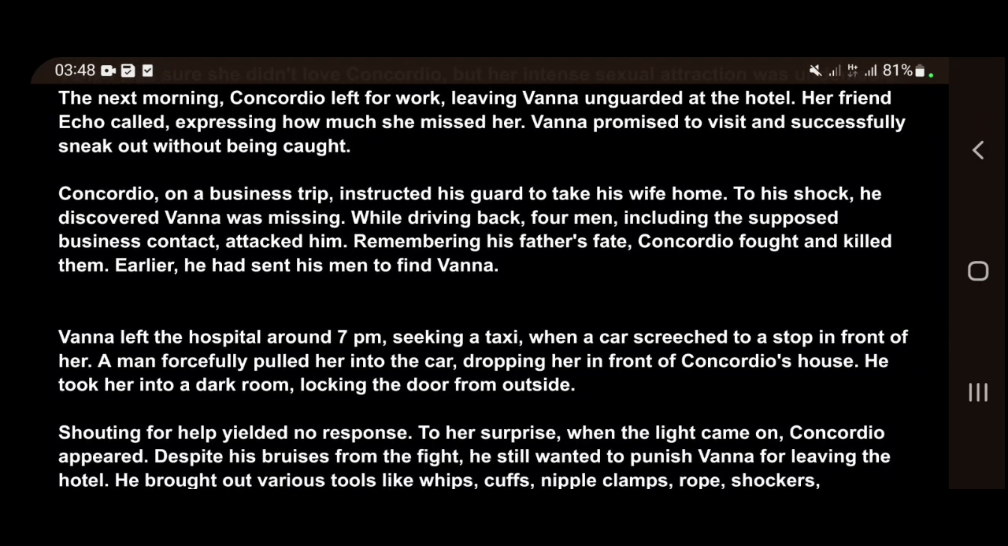Vena promised to visit and successfully sneaked out without being caught. Kokodio, on a business trip, instructed his guide to take his wife home. To his shock, he discovered Bernard was missing. While driving back, four men, including the supposed business contact, attacked him. Remembering his father's fate, Kokodio fought and killed them. Earlier, he had sent his men to find Bernard.